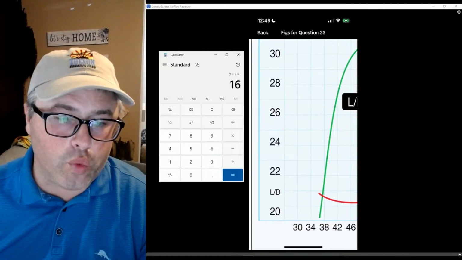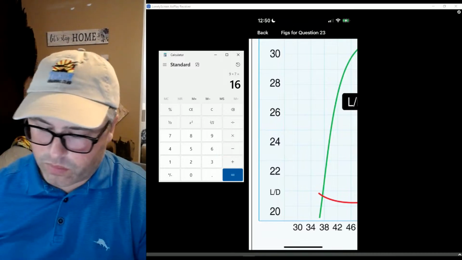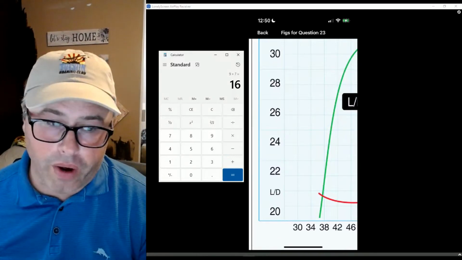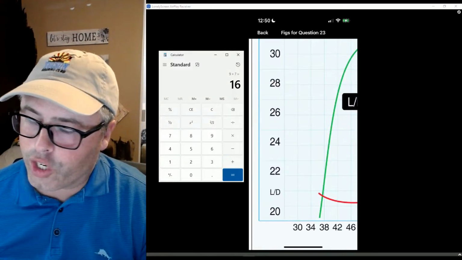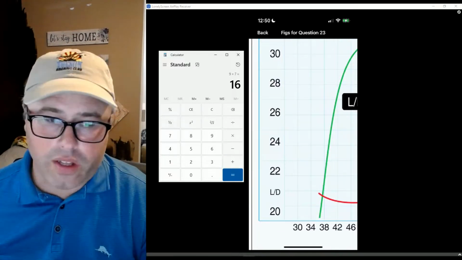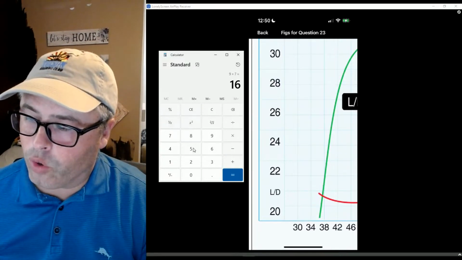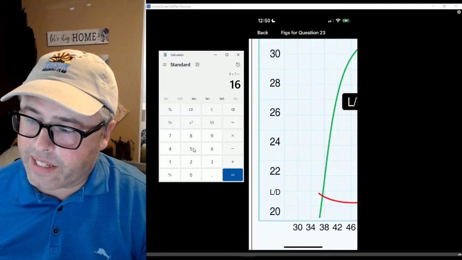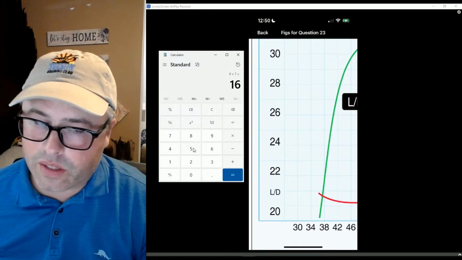So if we go 1 mile, and the problem is we're going to go sideways 1 mile, and then we're going to go down some amount of feet. Well, that's L over D. What that is the same as, we're going to go 1 mile.